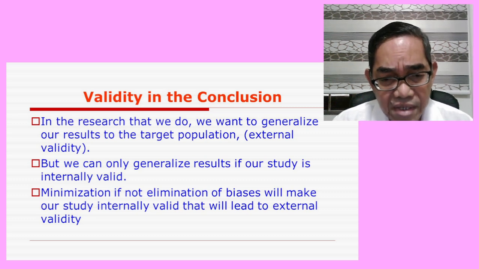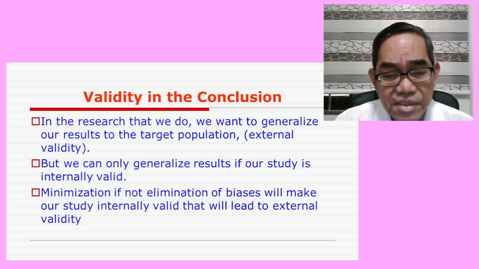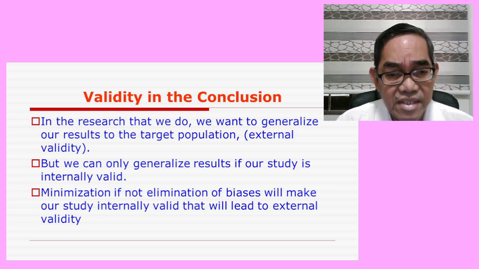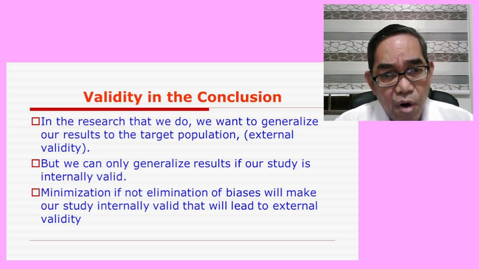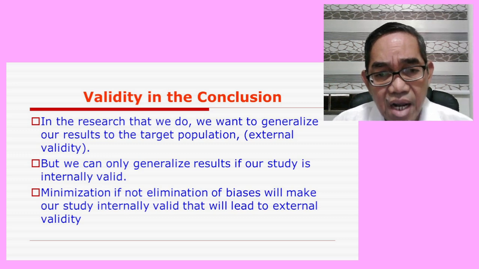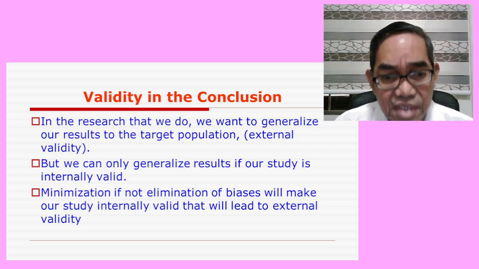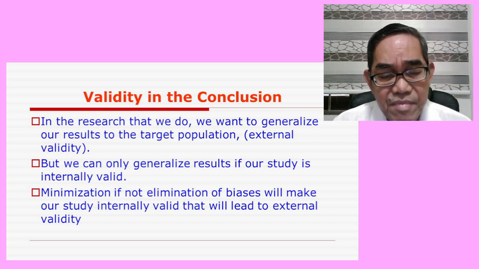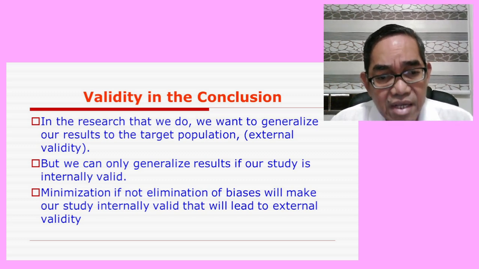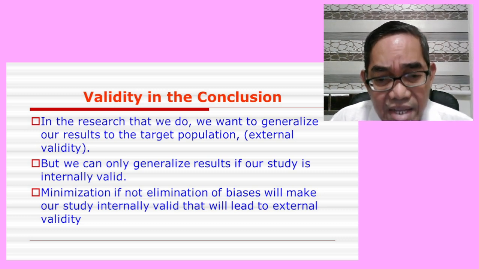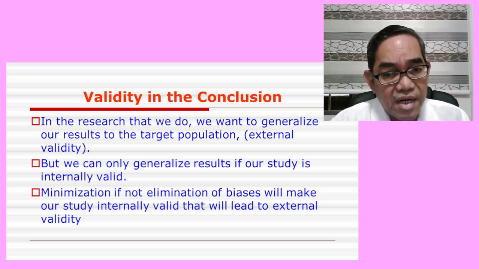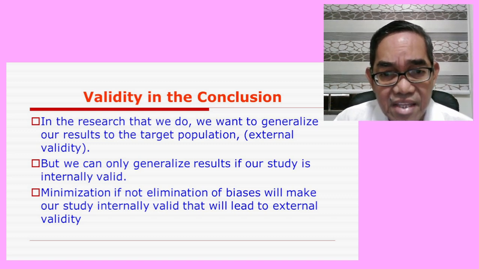But we can only generalize results if our study is, to begin with, internally valid, meaning there are no inherent biases or even accidental biases that we have in that study. And minimization, if not elimination, of these biases will make our study internally valid, that will lead us later on to externally validate our study.